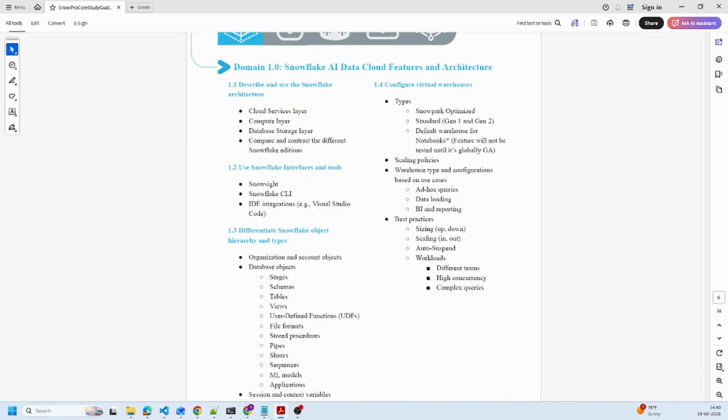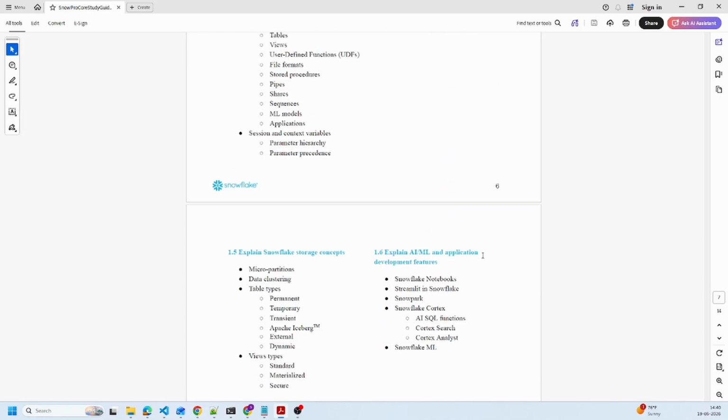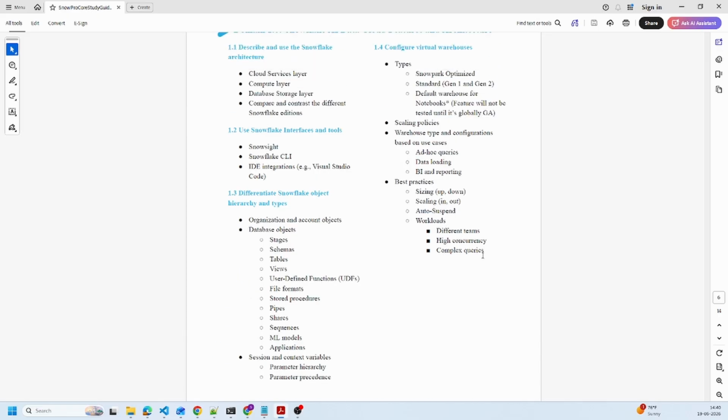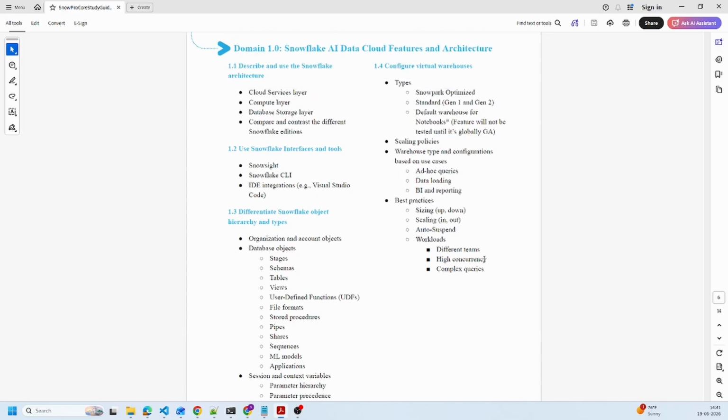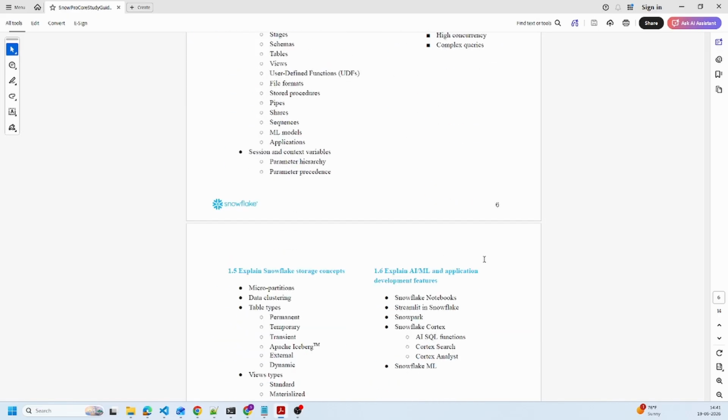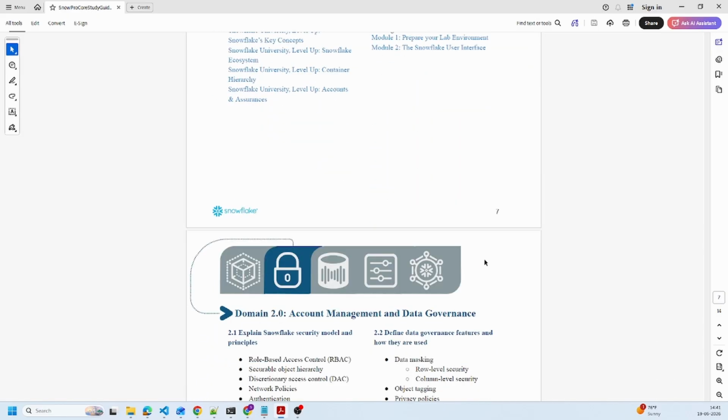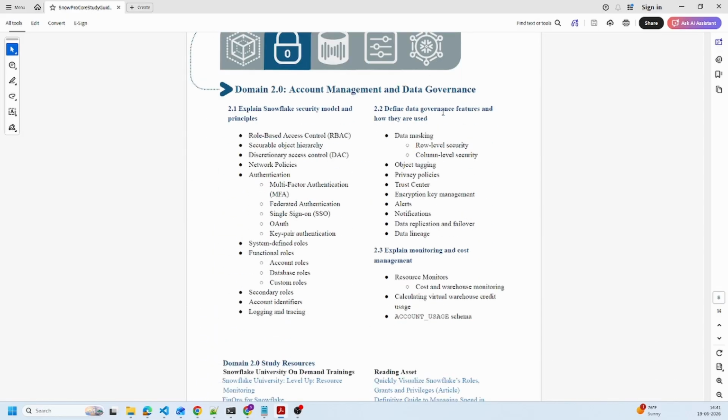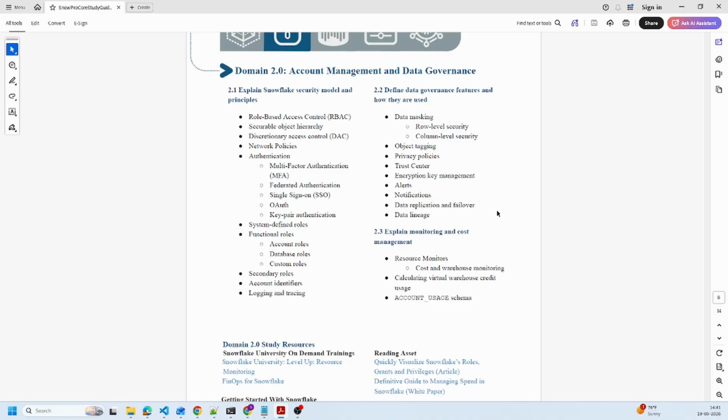Next up is account management and data governance, which makes up about 20% of the exam. On paper, it looks straightforward: security, roles, governance, cost tracking. But in practice, this is where many people lose easy points. Why? Because Snowflake security is powerful, but it's also very specific. This domain tests whether you understand role-based access control, ownership versus privileges, how roles inherit permissions, how masking and row-level security actually behave, how governance features work together.